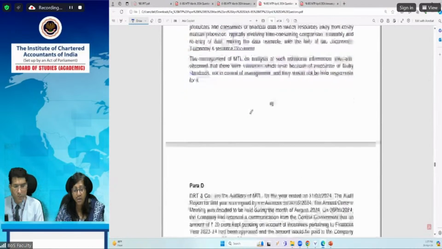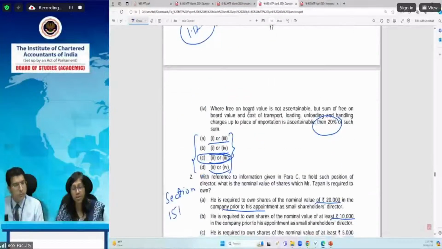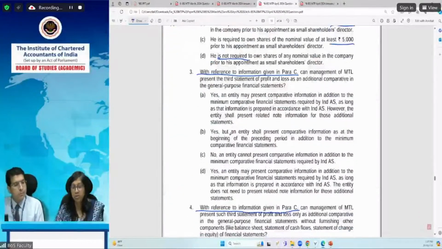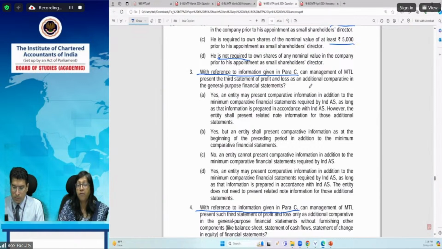Now let's see what your MCQ 3 says. MCQ 3 talks about, with reference to information given in para C, can management of MTL present a third statement of profit and loss as an additional comparative in the general purpose financial statements? So the first question is, can we prepare it? Yes, we can do that.